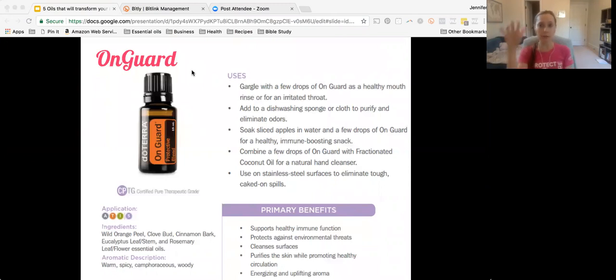I literally get a spray bottle, fill it up with water, add a few drops of On Guard, clean off my countertops. It's that simple. So On Guard is such an awesome oil to have on hand to use to just protect your home, your environment, your family.